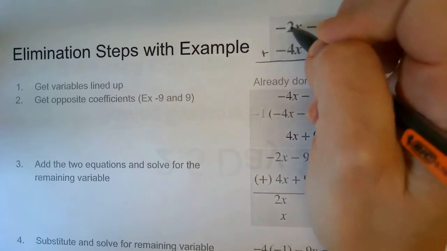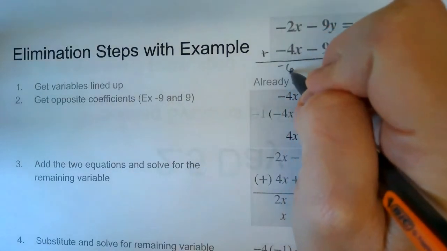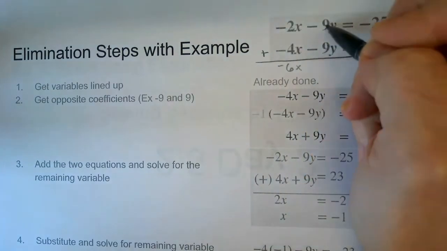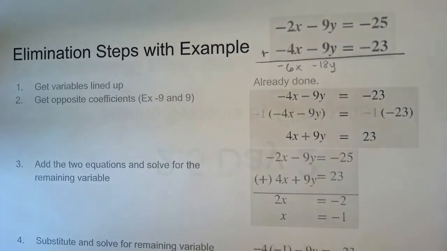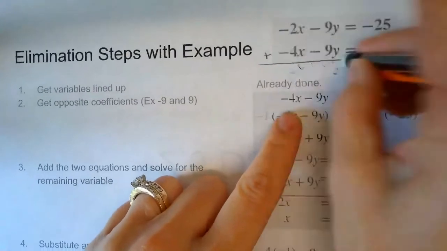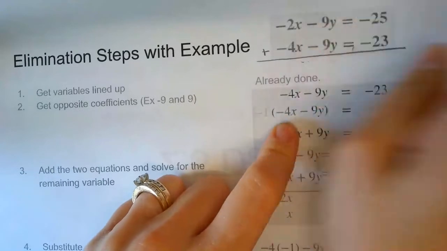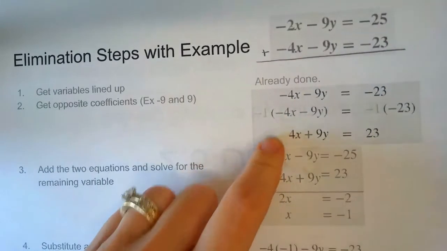Currently, if I added the x's, I would get -6x. If I added my y's, I would get -18y. So neither of the variables will eliminate. Since they won't eliminate, it is our job to transform our equations so that they will eliminate.